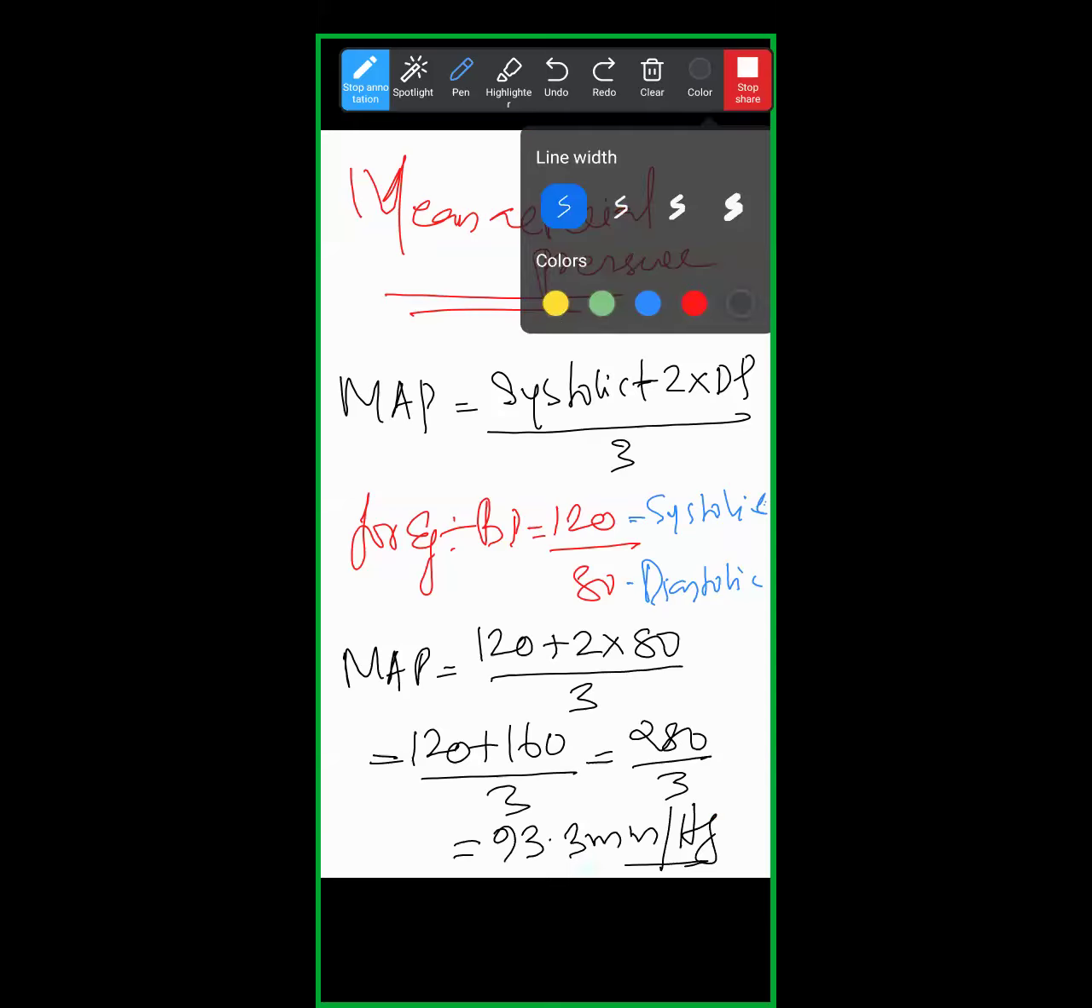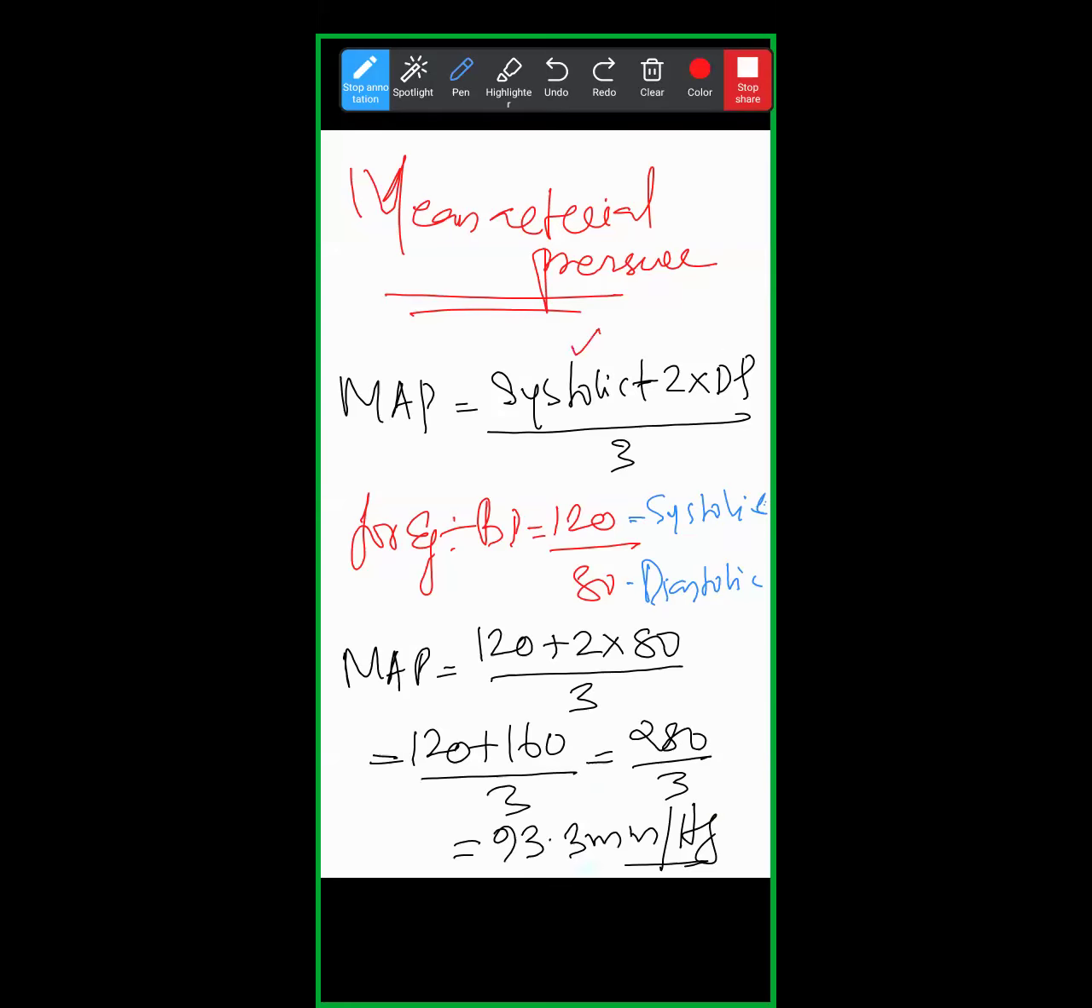You understood this? So what is the formula? Systolic plus 2 into diastolic pressure divided by 3. Okay, that is the formula. So if BP is 120 by 80, systolic is 120 and diastolic is 80. So 120 plus 2 into 80 divided by 3. 120 plus 160 divided by 3, because 2 into 80 is 160. So 280 divided by 3, 93.3. Is that clear? And in the next line you write, MAP should be minimum 60 mm of Hg.